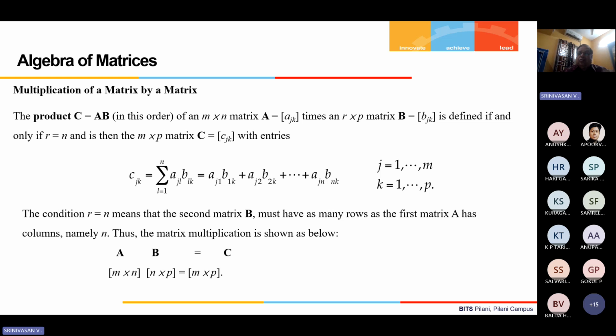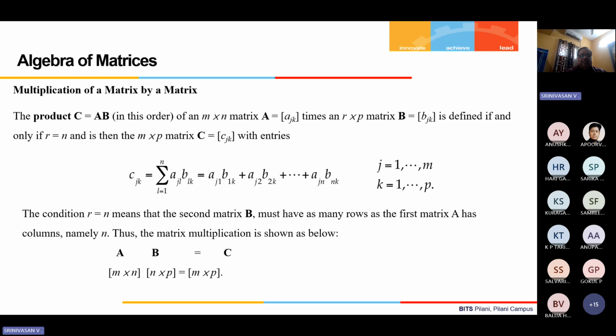And you can rotate J, the rows, from 1 to M, if there are M rows. And your K column is from 1 to P, because your resulting matrix CJK will be of order M by P. So the condition R equal to N means that the second matrix B must have as many rows as the first matrix A has columns. That is, in short, the number of columns of the first matrix should be the same as the number of rows of the second matrix.